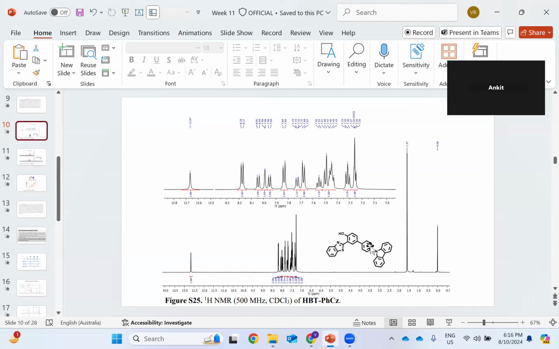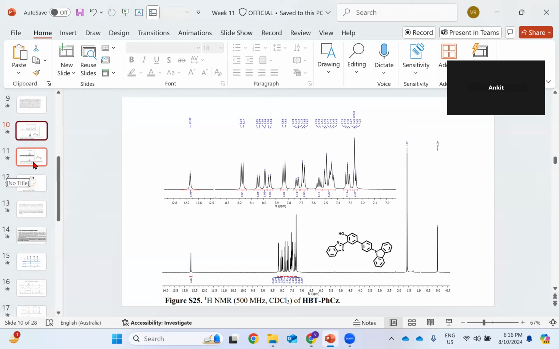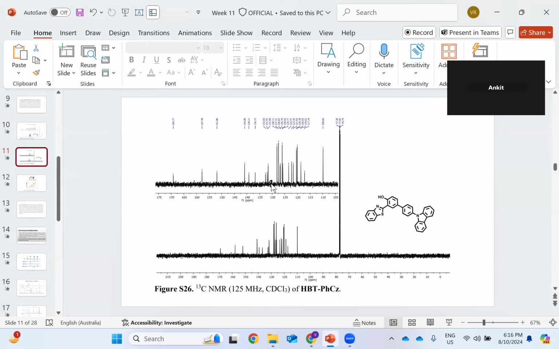If you look here, this is an AB system, and we have already seen how the AB and AX kinds of systems are labeled for these aromatic signals. And this is the carbazole. For this molecule, I have taken the 1H NMR spectra that I have shown here, and this is how the 13C spectra for this material looks.